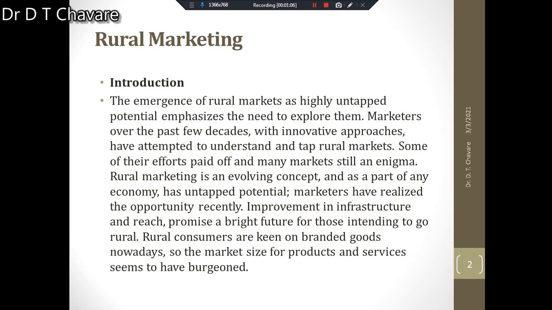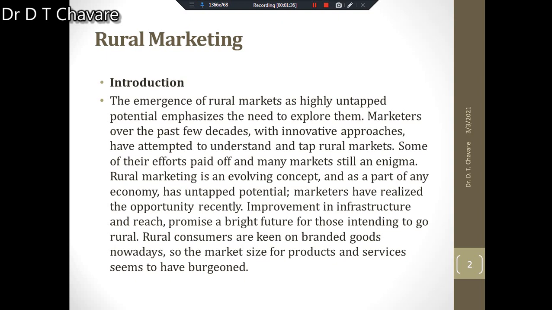Because in our India, more than 70% of people are living in rural areas. What is the proportion of the rural area? 70% of our country is rural area. That's why rural marketing is going to develop here. A big market is available for different types of commodities in rural areas. That's why we have to understand the emergence of rural markets.